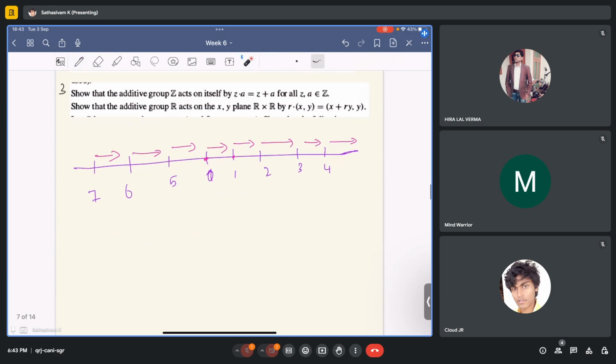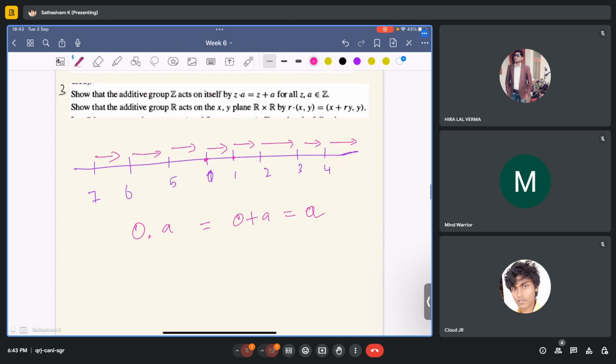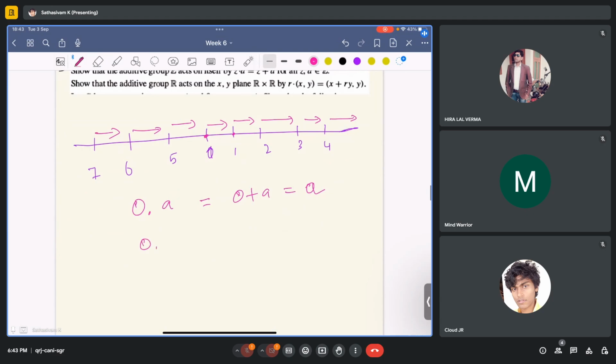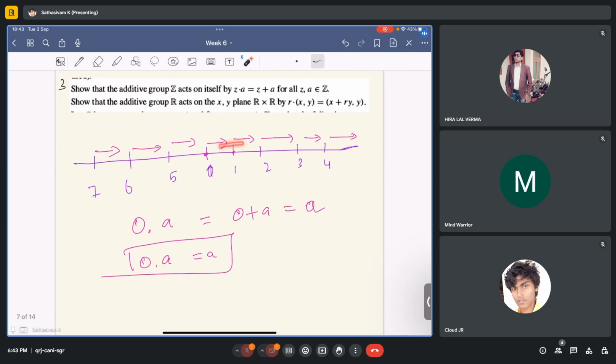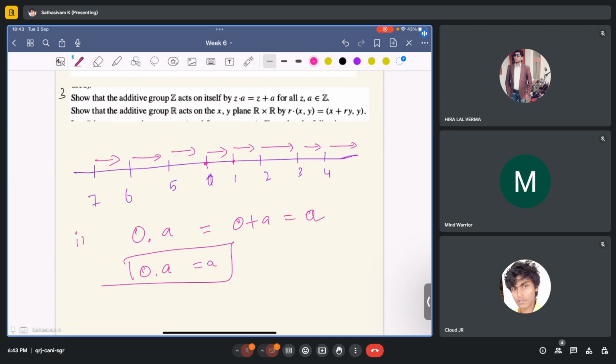In this case, what is the identity? The identity is 0. So what we do is 0 times A. What is this? This is nothing but 0 plus A. But 0 plus A is nothing but A, right? So what we got is 0 times A is A. By the way, this is not multiplication. This is an action of 0 on A. The action is moving. So the second property is done.